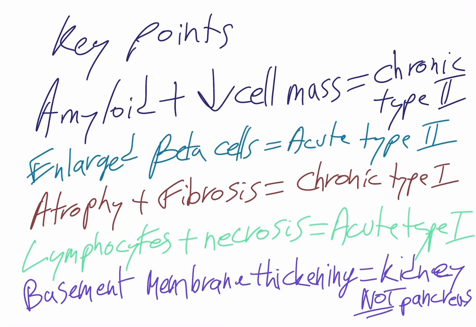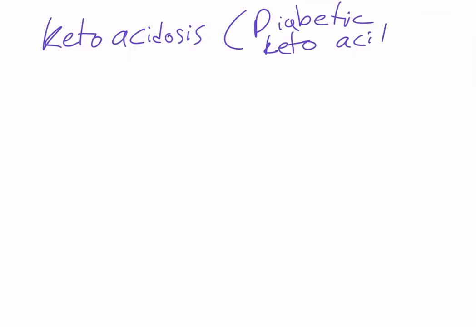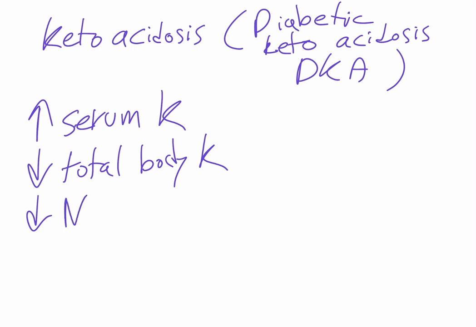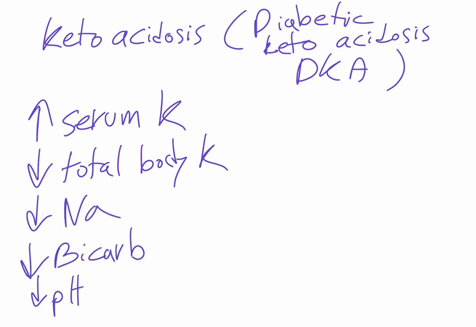Now, if I was to ask you, in ketoacidosis, specifically diabetic ketoacidosis, what you would see in the blood levels. Here's what you would see in relation to potassium, sodium, bicarb, pH, and CO2. Increased total serum potassium, decreased total body potassium. The increased serum potassium would be due to acidosis shifting potassium extracellularly. Decreased total body potassium due to urinary loss.